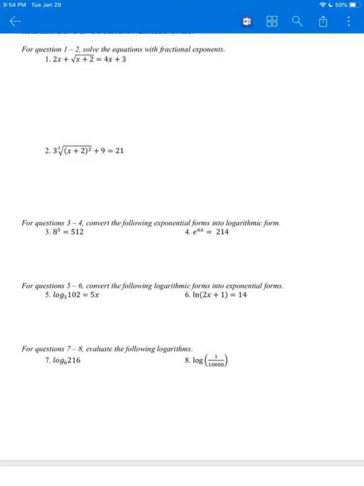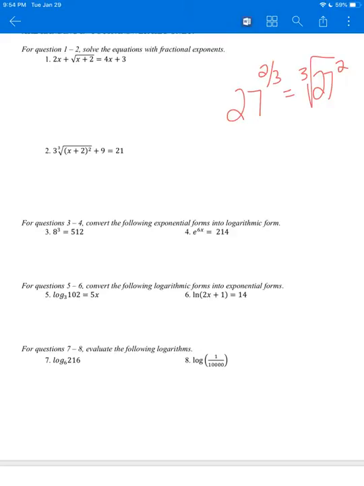So for the first and second question, it says solve the equations with fractional exponents. I understand that there are no fractional exponents in it. However, there are radicals, and radicals really just are fractional exponents. For example, if I have 27 to the 2/3 power, that's really the cube root of 27 squared, which ends up giving you 9 as an answer.